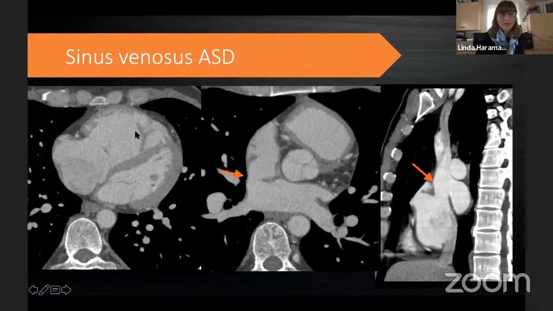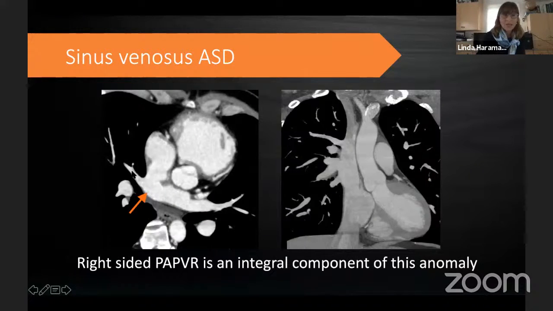On his cardiac CT, the right atrium and the right ventricle are dilated. And we see this defect in the sinus venosus with communication of the left atrium and the right atrium. This characteristic relationship of the SVC, not only to the right atrium, but to the left atrium, is typical for a sinus venosus defect. And we see here the right middle lobe pulmonary vein is entering the atrium at the level of the defect. And the right-sided PVR is an integral component of this anomaly.